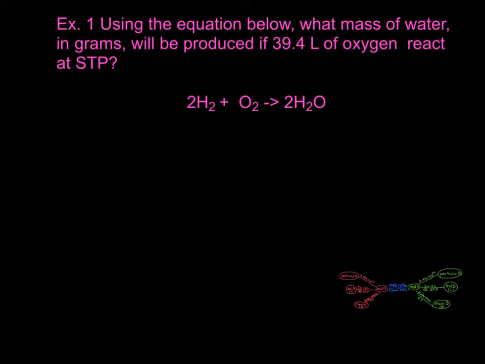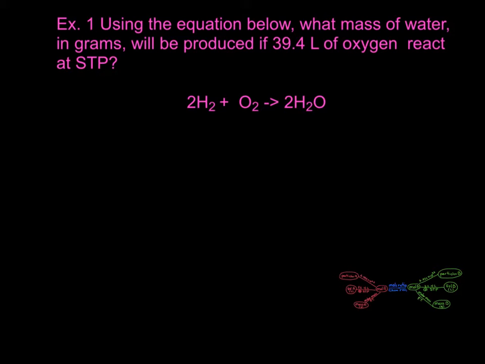All right, let's take a look at how we're going to solve this problem. Using the equation below, what mass of water in grams will be produced if 39.4 liters of oxygen react at STP? If you recall from Chapter A, STP is standard temperature and pressure, which is 0 degrees Celsius and 1 atmosphere of pressure, and we need our gases at this standard temperature and pressure in order to know that we have 22.4 liters in 1 mole.